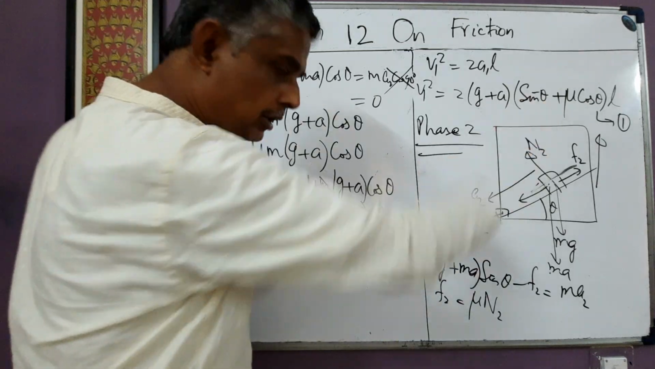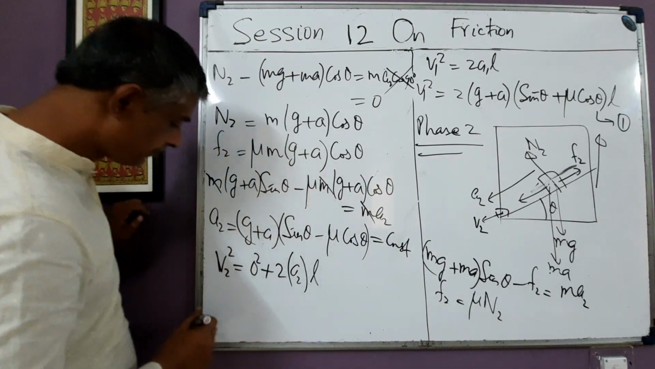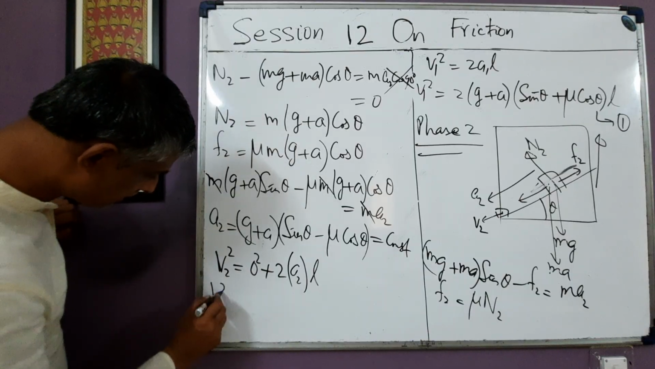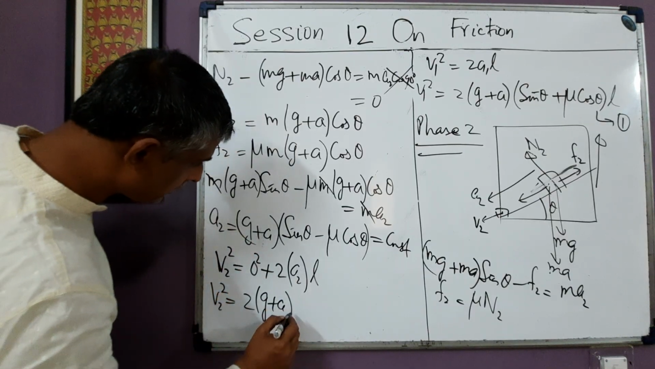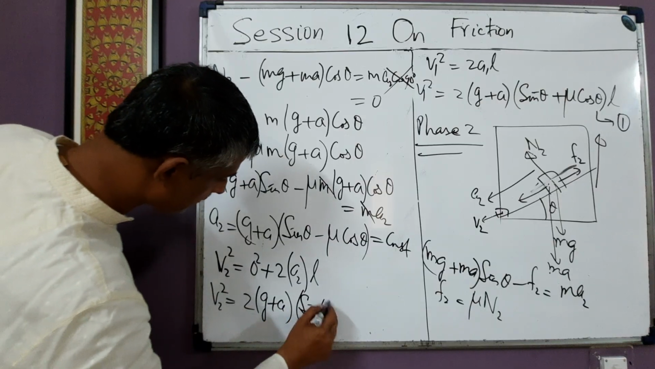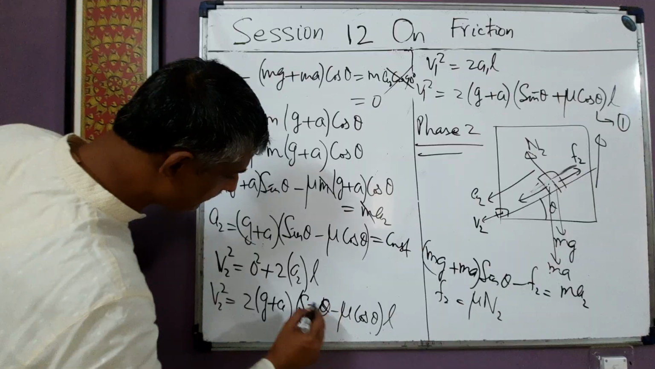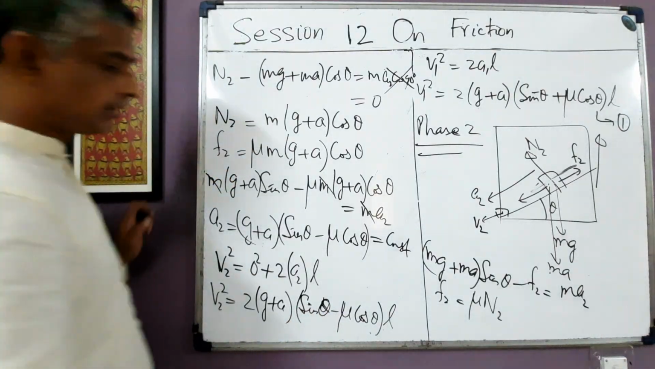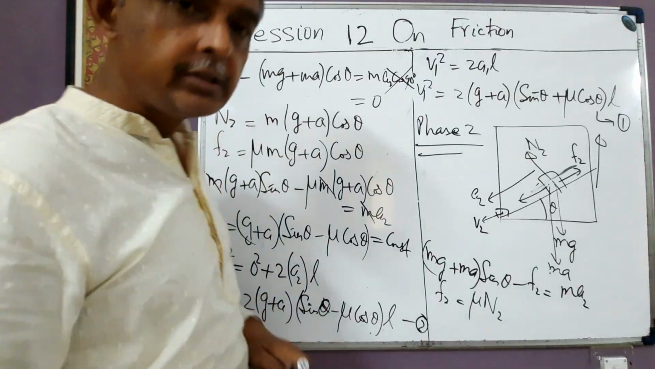In the downward journey I take down the incline to be positive. So plus a2 into L. So v2 square becomes 2a2L. a2 is this much: g plus a into sin theta minus mu cos theta into L. This is therefore the second equation. From these two equations we have to determine the value of mu and a.